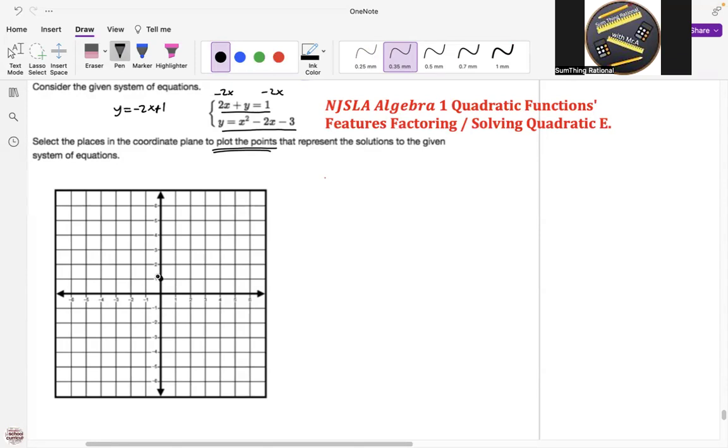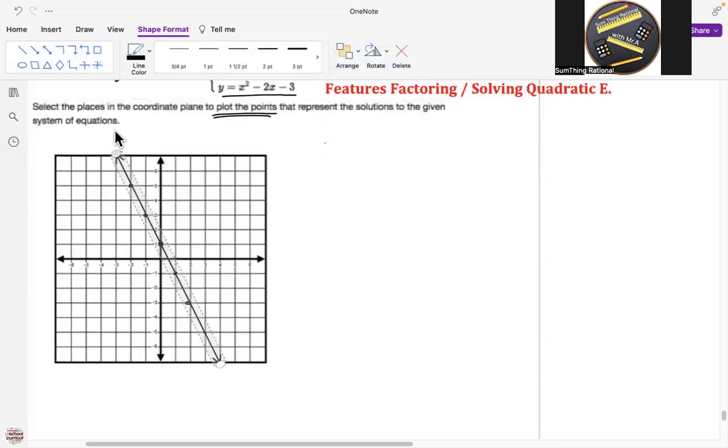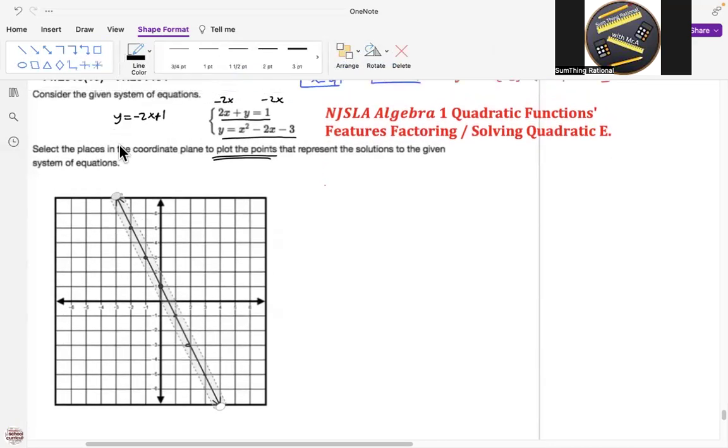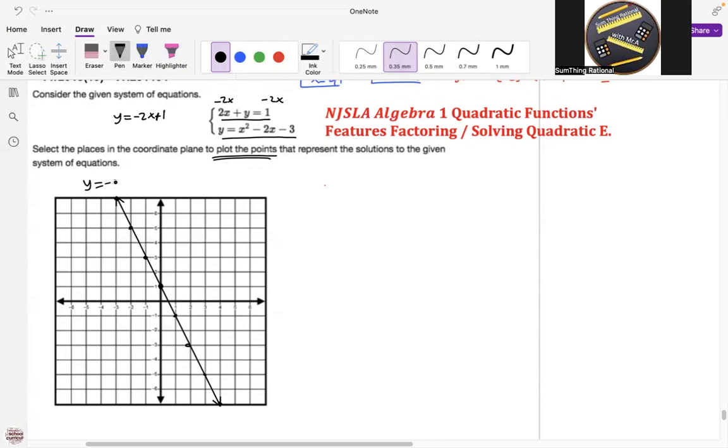And slope is negative 2, which means 2 units up and 1 unit left. 2 units up, 1 unit left. So this is the path that your linear graph will follow, okay? You can insert a line here which is passing through this point till this point. That is the line y equals negative 2x plus 1. So where does this line intersect this parabola, y equals x squared minus 2x minus 3?